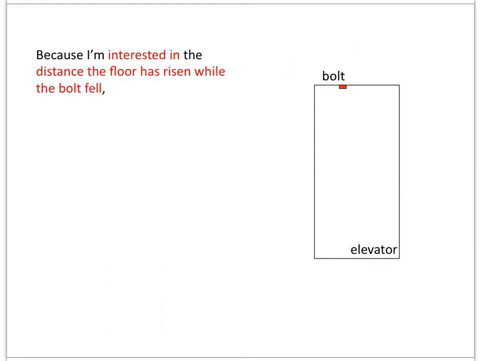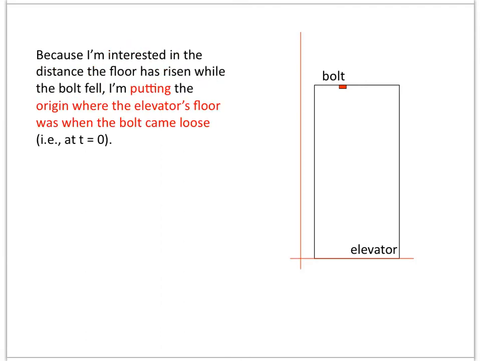In this problem, we're trying to figure out how far the elevator rises while the bolt is falling, which means we have to pick a point on the elevator to track. I'm going to track the floor. I'm going to start the clock at t equal to 0 just as the bolt comes loose. And I want the elevator's floor to be passing the x-axis at that point.